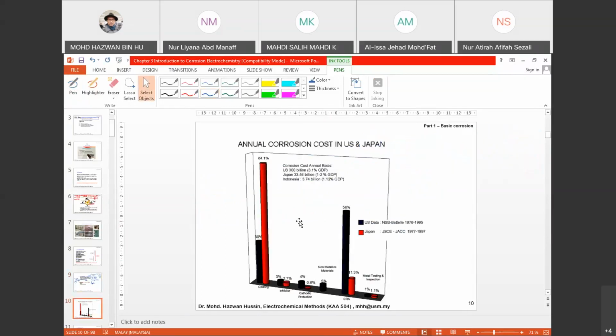This is basically the comparison of annual corrosion costs in the US and in Japan. The data is obtained from NACE, the National Association of Corrosion Engineers. You will see that some techniques require higher costs. For example, coatings are one of the most widely used techniques for corrosion control as compared to inhibitors, cathodic protection, non-metallic materials, and CRE, the corrosion resistance technique.